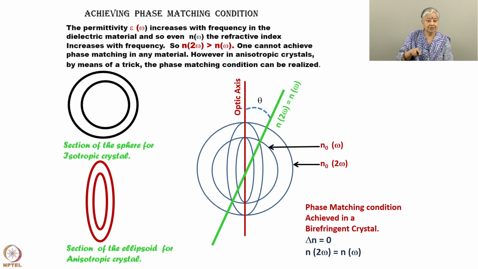This is a section of a sphere. It is an isotropic crystal. So, the one inside is for the refractive index n omega. Now, for n 2 omega, it will be this circle. So, the refractive index will increase with the increase in frequency, and you will keep on getting concentric circles. So, when can I get n 2 omega equal to n omega in order to have delta n equal to 0?